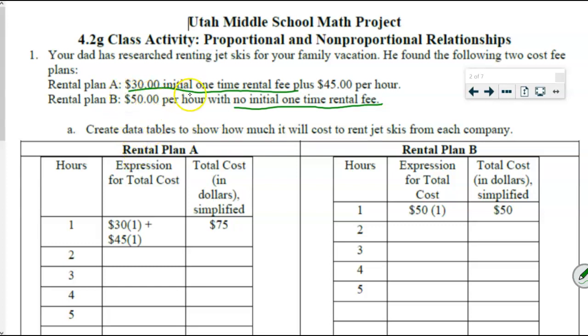You said $30 initial one-time rental fee. That's saying, here you go, here's $30 up front, right? I think that's great. That's exactly the kind of situation that would be. Why would companies do that? Why would they say you have to pay us $30 right out of the gate? Any ideas? Oren, what are your thoughts there?